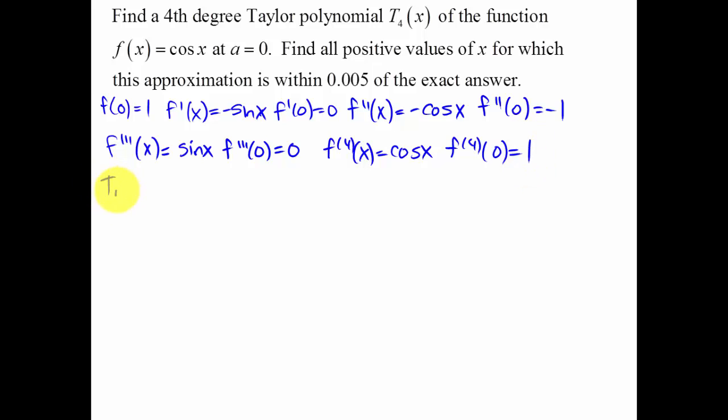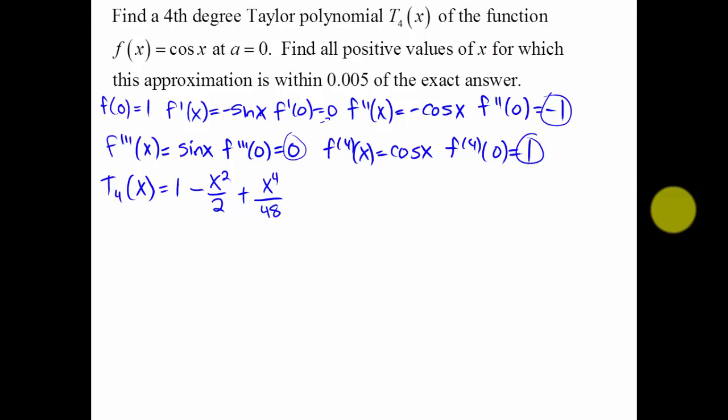We're now ready to build the Taylor polynomial then. That's going to be our first one, which was 1. And then our x term, we got a 0 here, so that's gone. And then we have a negative 1, so that's going to be negative x squared over 2 factorial. Then we got a 0 term for our cubed, and then we have plus, got a 1 here, times x to the 4th over 4 factorial. 4 factorial is 24. So there is our fourth degree Taylor polynomial that will approximate cosine x at 0.